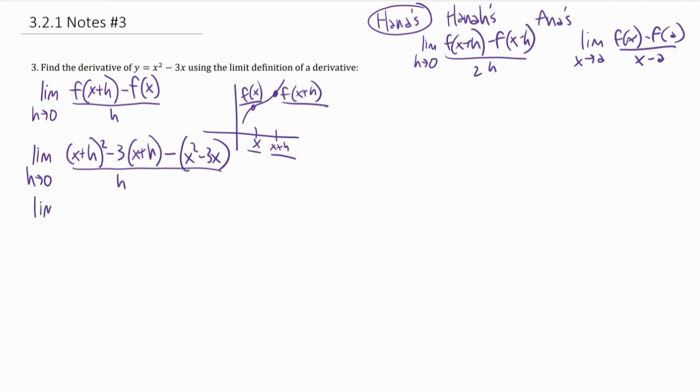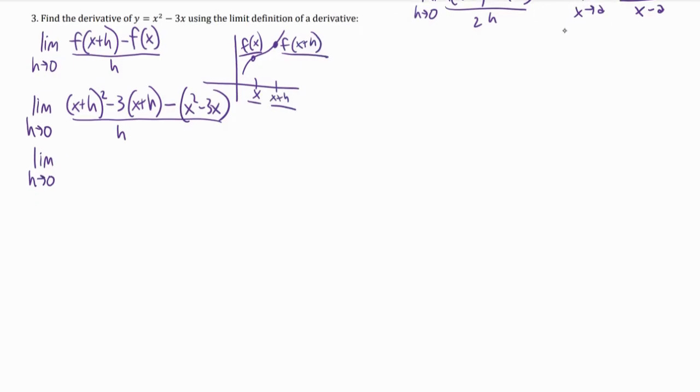Remember your rules for simplifying limits. Your limit does need to stick around. I suggest you work vertically so that you don't leave off a limit, because that limit does need to be attached as you simplify. x plus h squared is x squared plus 2xh plus h squared. Make sure you distribute: negative 3x minus 3h. Make sure you distribute the negative here: negative x squared plus 3x, all over h.